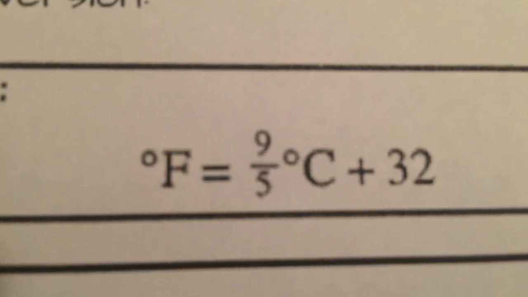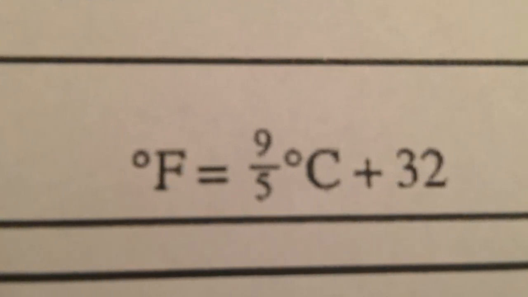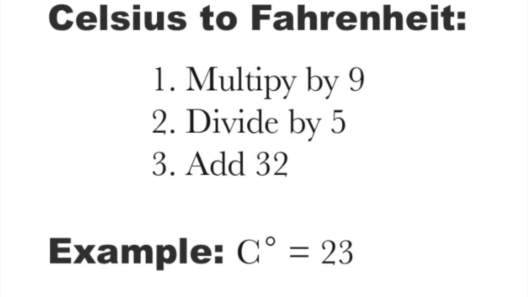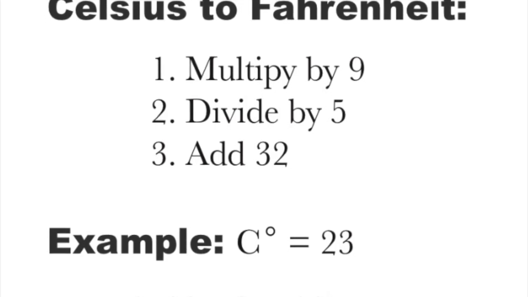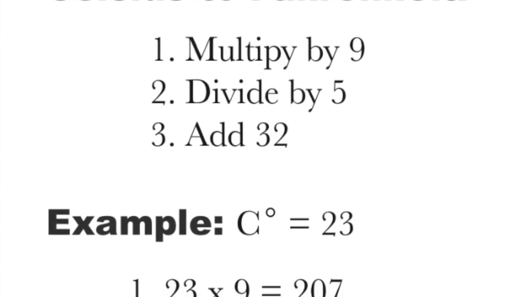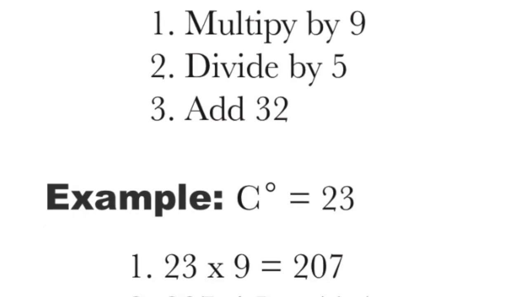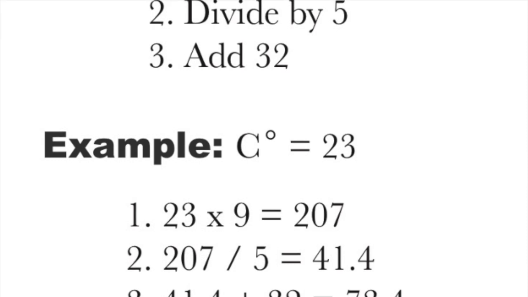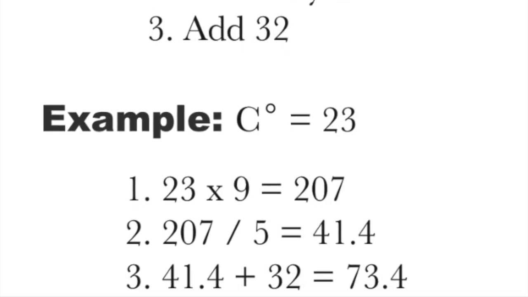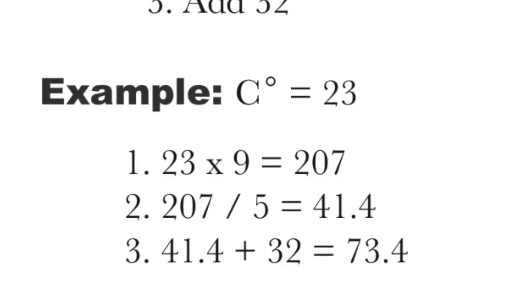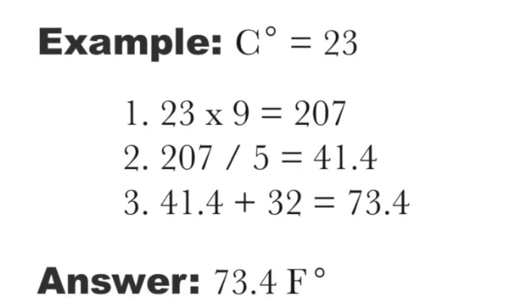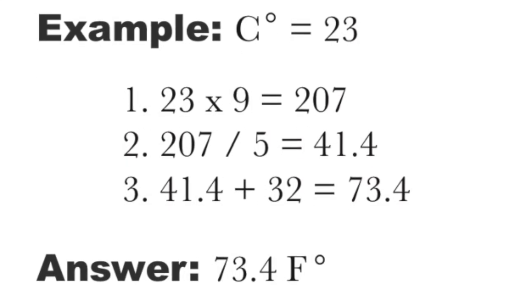And we can do this the other way around. We could start with the temperature in degrees Celsius and solve for one in Fahrenheit. So if we started with 23 degrees Celsius, to get to Fahrenheit, we would multiply by 9, divide by 5, and add 32. So 23 degrees Celsius times 9 would give us 207, divided by 5 would give us 41.4, and then adding 32 would give us 73.4 degrees Fahrenheit.